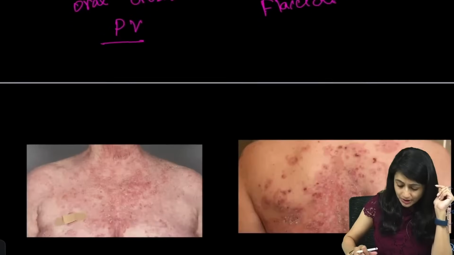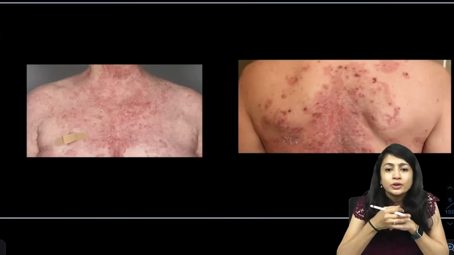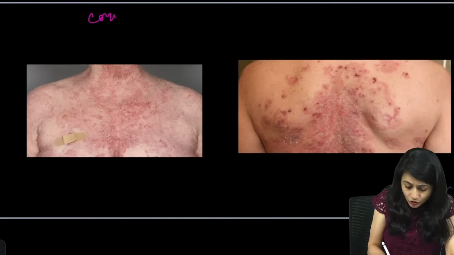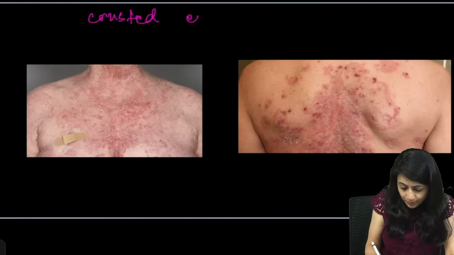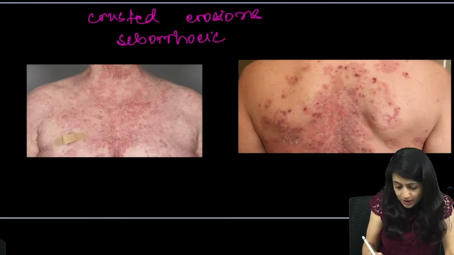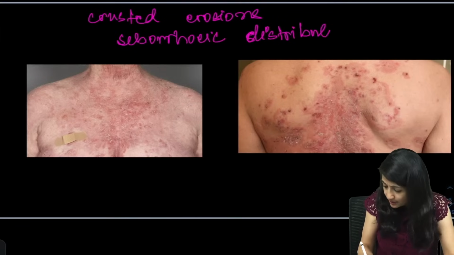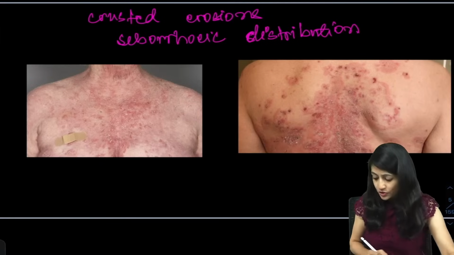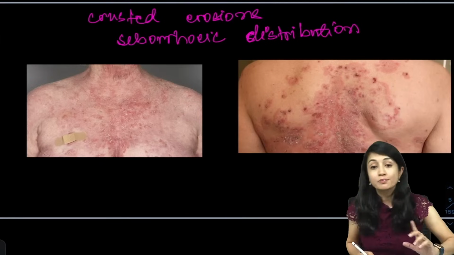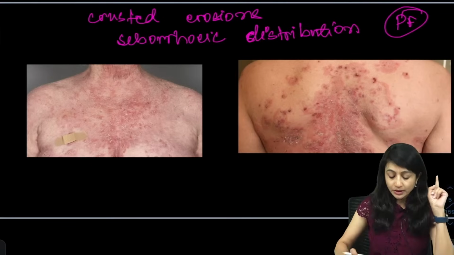But sometimes in the similar spectrum, they may give you an image like this, where they may tell you that there is a 40-year-old male who presented with crusted erosions, which are present predominantly in the seborrheic distribution. So crusted erosions present in seborrheic distribution. So what would be this? Absolutely, this is pemphigus foliaceus. See, both are pemphigus, but the picture is different.